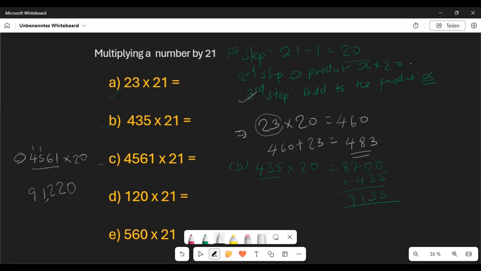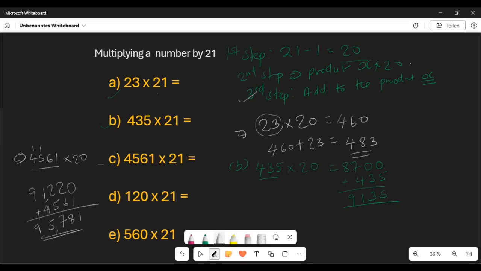So we have 91,220. Now the next thing we want to do is to just basically add 4,561, and then we are done. So if we add 4,561, we quickly get our answer without stress. So we have 1, we have 8, we have 7, we have 5, we have 9. Okay? Quick answer, and you are done. You have 95,781 in that case. Now the rest, the others, I think are not so difficult.